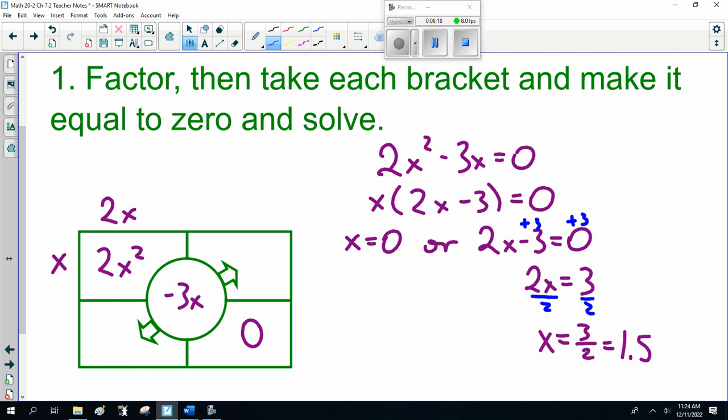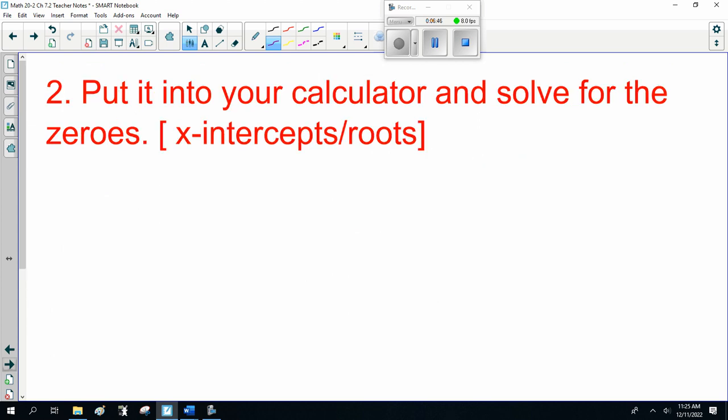So if you want to use the box, you can, but it's actually too easy. So x is 0, x is 1.5. So we just solved this equation. Now you're all going, I hate doing it algebraically. Fine. We can graph it.